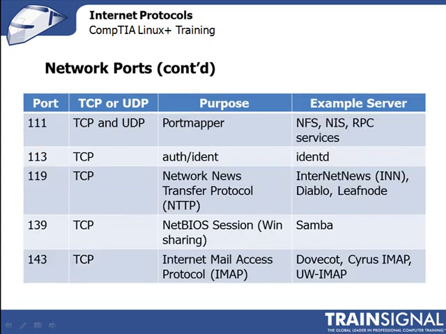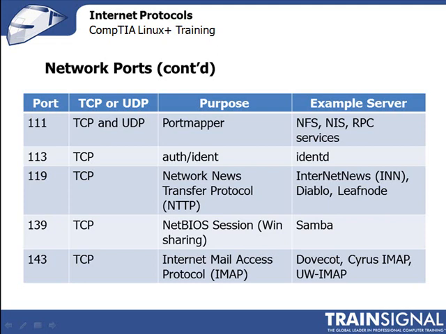Our port review continues with 111, which uses TCP and UDP. Its purpose is Port Mapper. Example servers are NFS, NIS, and RPC services. Next we have 113, which also uses TCP. Its purpose is auth/ident, IDENT, and the example server is IDENTD.